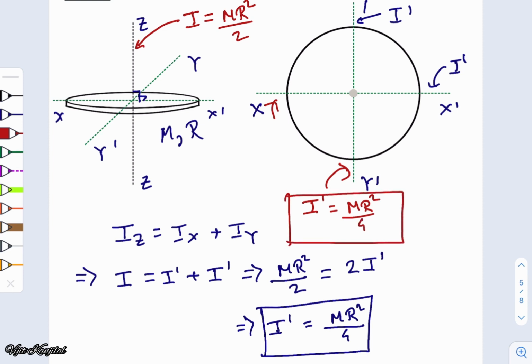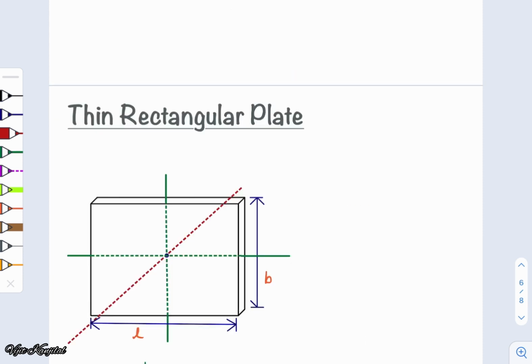So this was pretty simple, easy and straightforward. Now let us try to extend our discussion further, and let's do something different. Let us try to calculate the moment of inertia of a thin rectangular plate with respect to this particular axis, which is perpendicular to the plane of the plate. So this particular axis is simply perpendicular to the plane of the plate, that is, it is perpendicular to the plane of the screen, that is, it is coming in the outwards direction, let's say.